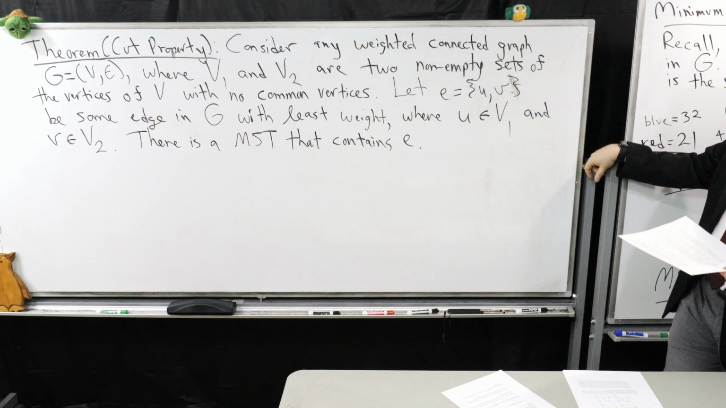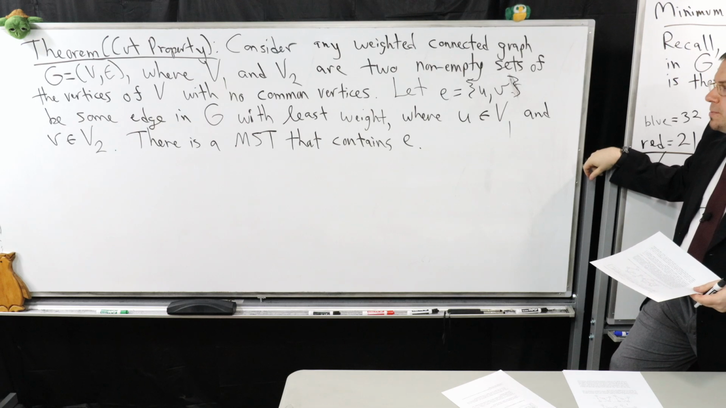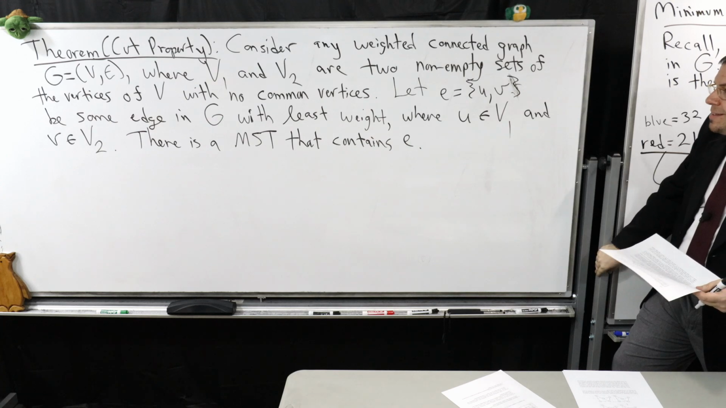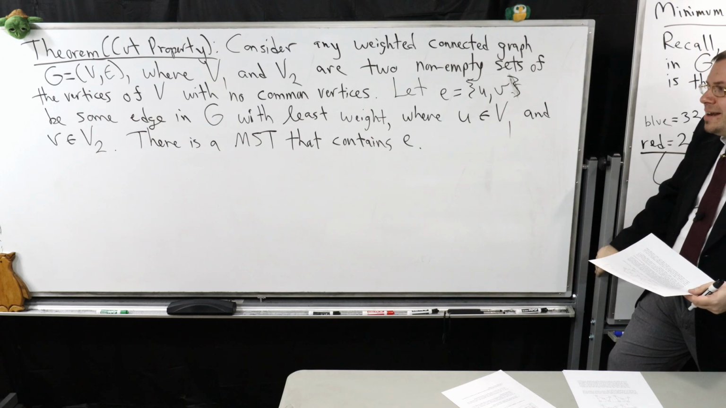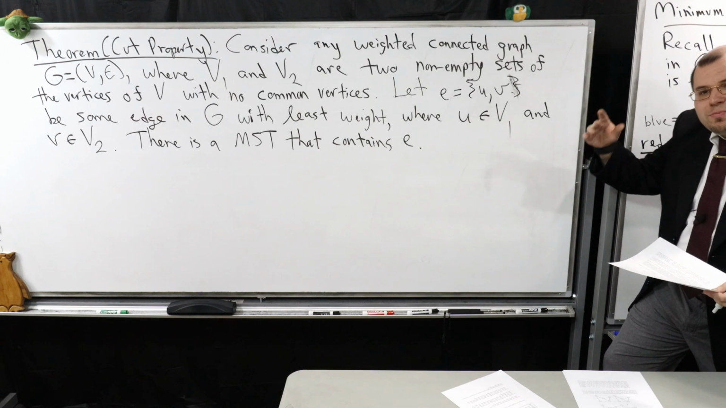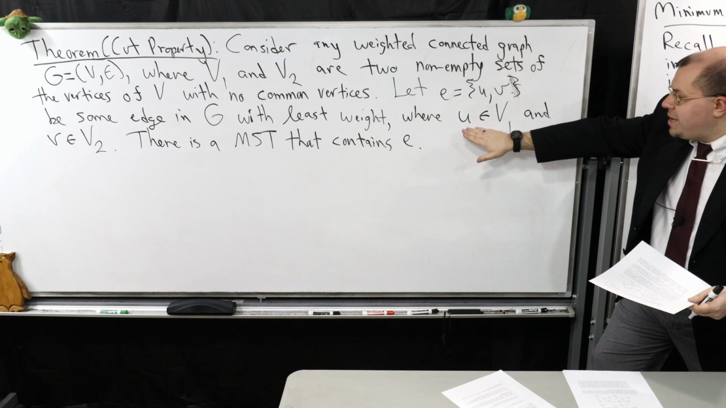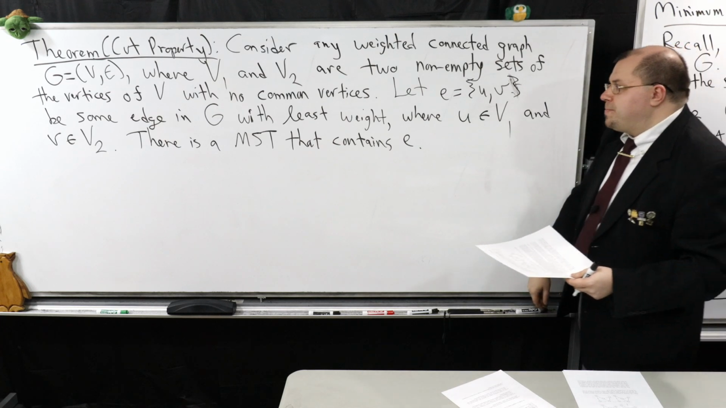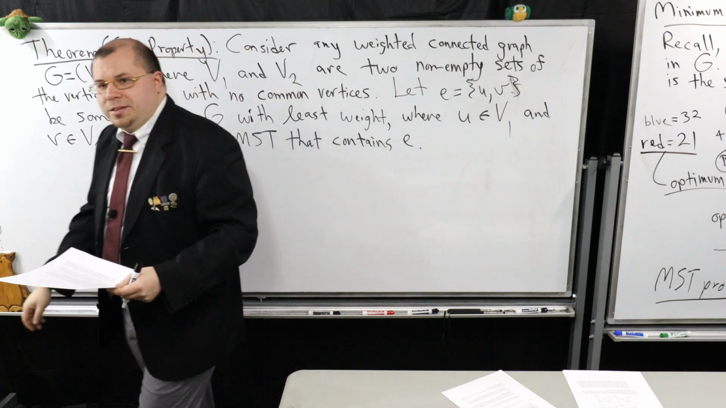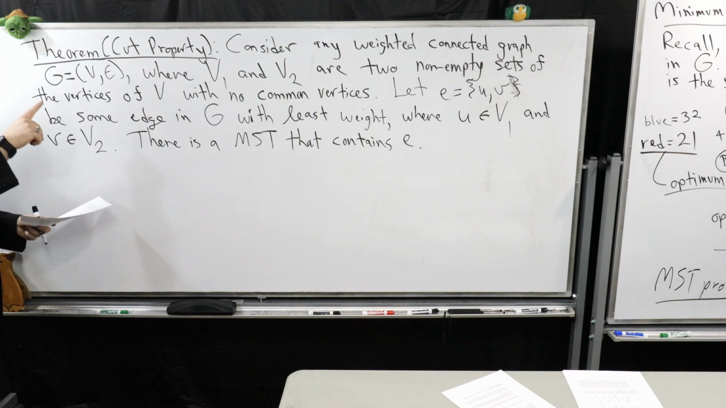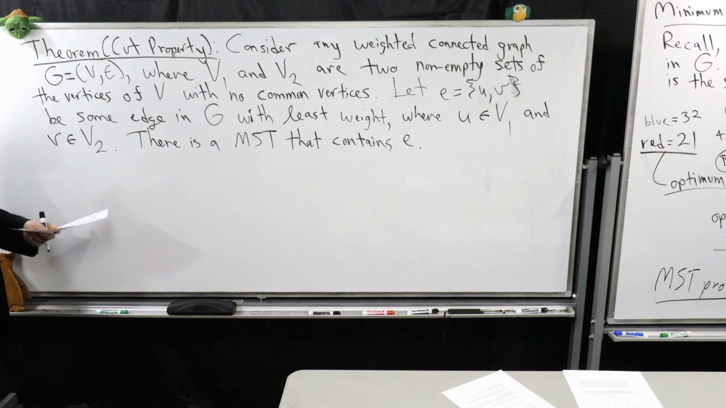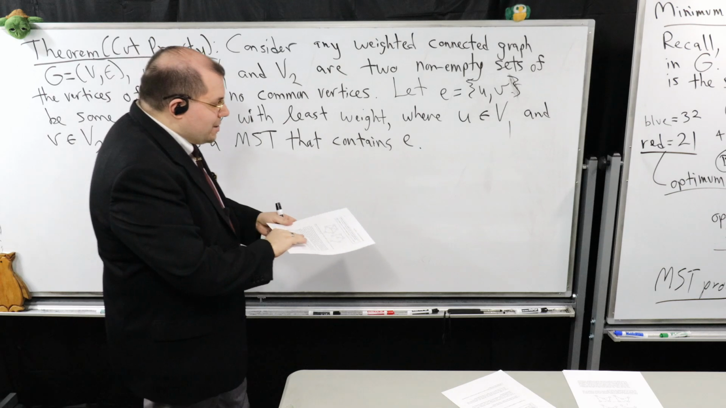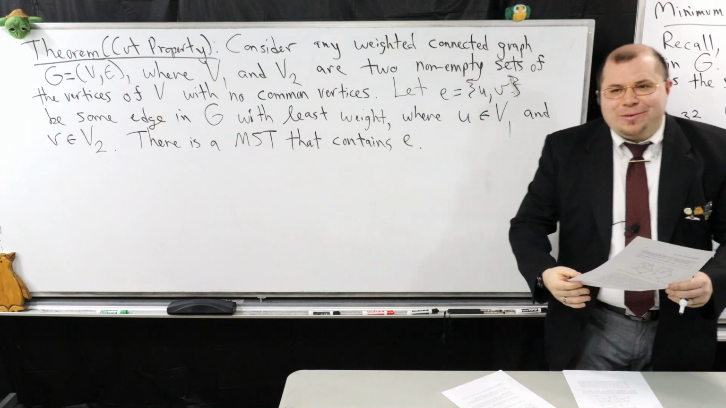So there's going to be these two sets of vertices, V1 and V2. And I imagine I consider some edge E. And I want to suppose that it is an edge with least weight. So it has the smallest edge weight, where one of the endpoints is a vertex in V1 and the other one is a vertex that's in V2. And remember, they have no vertices in common with each other. What this cut property is telling you is that there exists a minimum spanning tree that has this edge E in it. So let me draw you a fun picture. I assure you it will be fun.